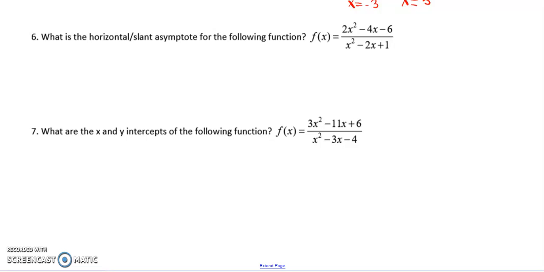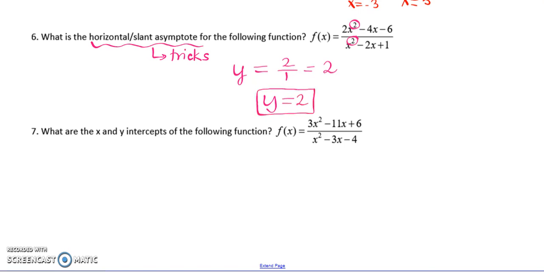All right, number 6, what is the horizontal or the slant asymptote? So this is where you use your tricks. The degree in the numerator is 2. The degree in the denominator is 2. So we divide the leading coefficients. So the horizontal asymptote is y equals 2. Okay? Remember, your denominator gives you your vertical asymptotes. The numerator gives you your x-intercepts. To figure out horizontal and slant, you have to look at your tricks and your degrees.